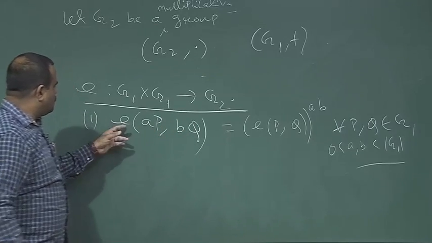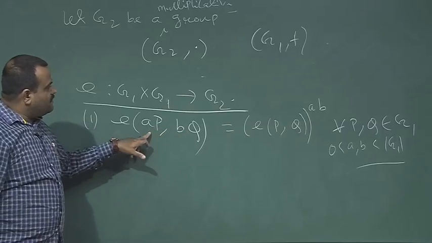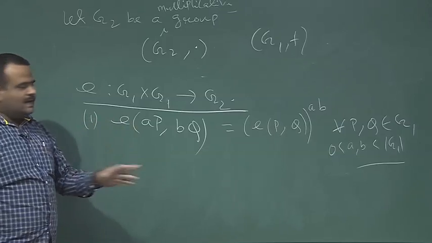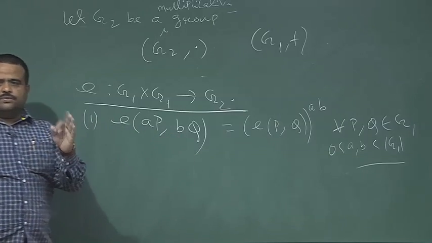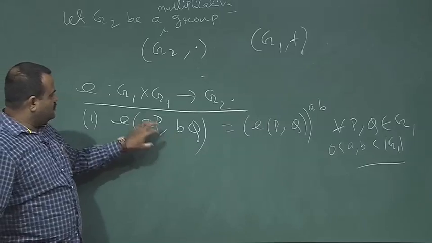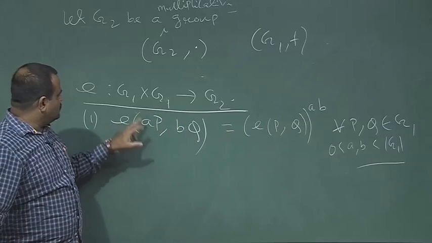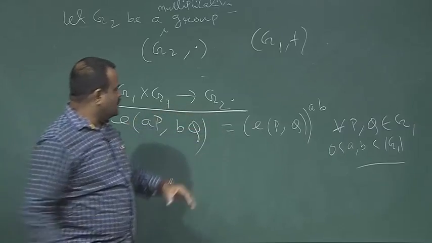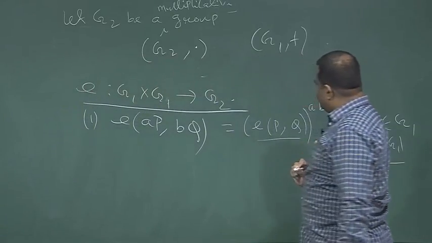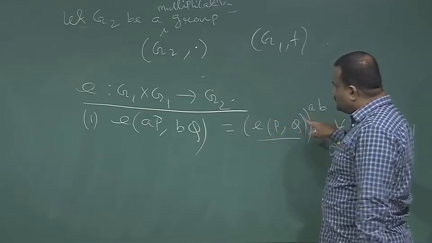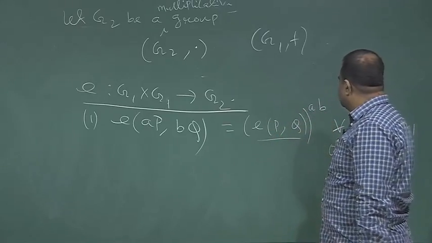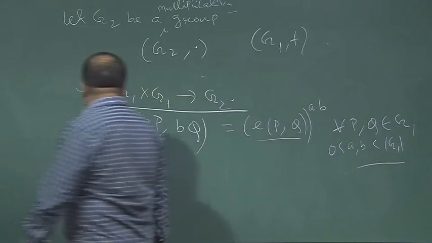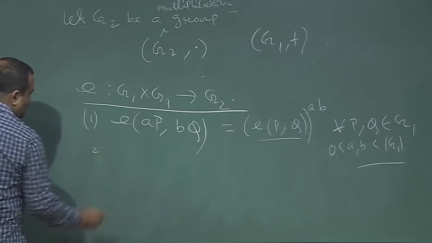If this is true for all such a, b, where P, Q are elements from G1: aP means P plus P plus P, a times, and bQ means Q plus Q plus Q, b times. So these are two elements in G1. This is a function from G1 cross G1 to G2, so the result will be an element in G2, written in the multiplicative sense as E(P, Q) to the power ab. So this is one property, and the second property is the degeneracy property.